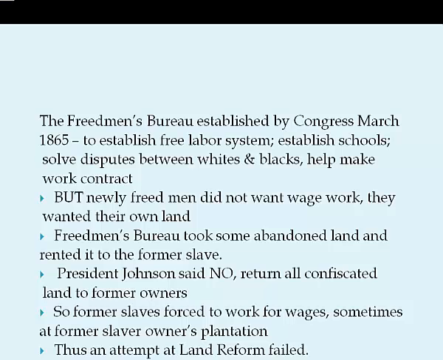They wanted to own their own land. And the law founding the Bureau enabled the agency to divide abandoned and confiscated land into 40-acre plots for rental and sale to the free people. But in the summer of 1865, a new president, Andrew Johnson, ordered that almost all confiscated land in federal hands be returned to the former owners, in other words, the white Southerners.